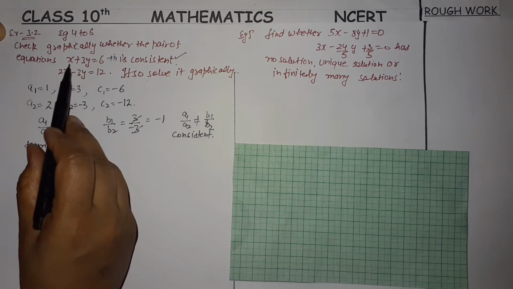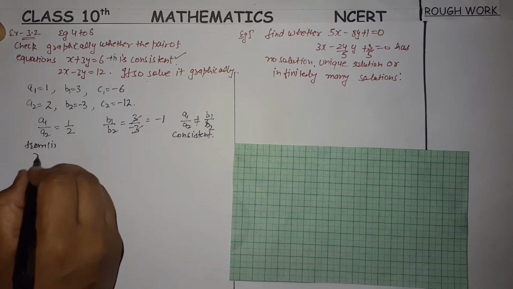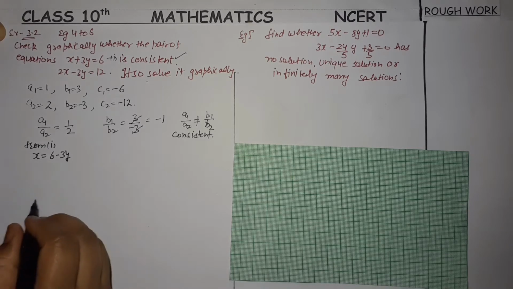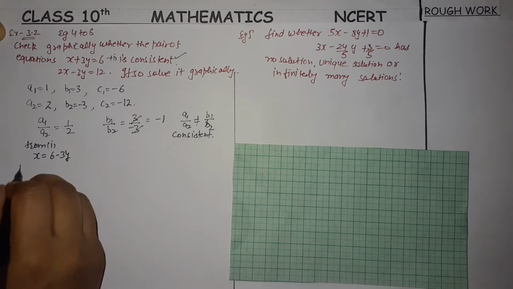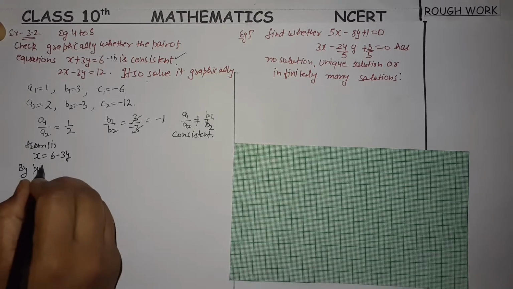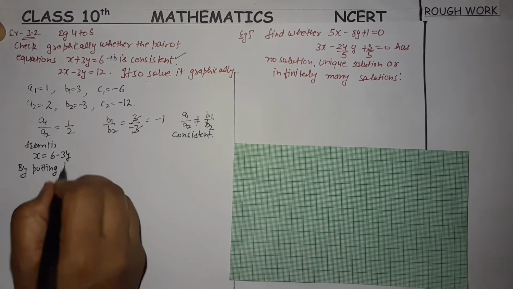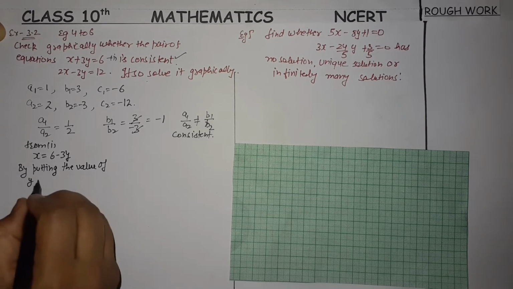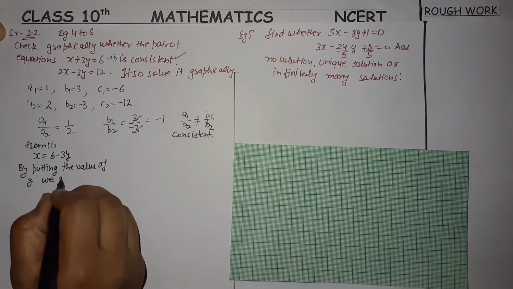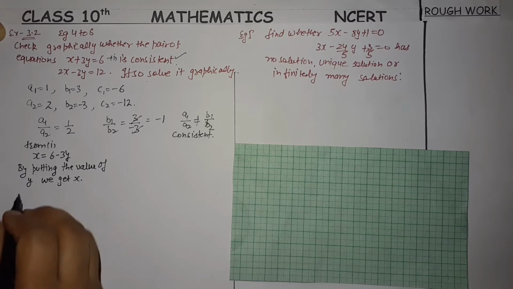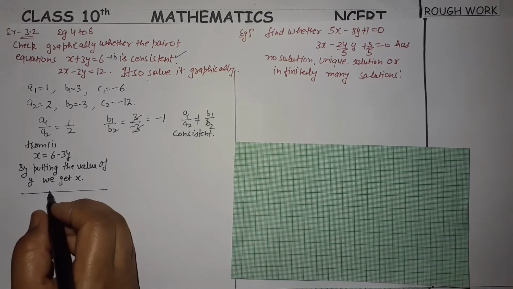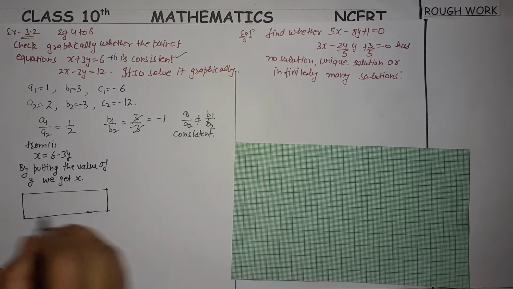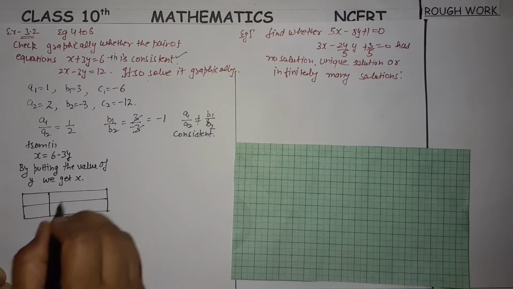Express x in terms of y. From 1 we have x equals 6 minus 3y. By putting the value of y, we get x. Make a box. We will find a minimum of 3 solutions.